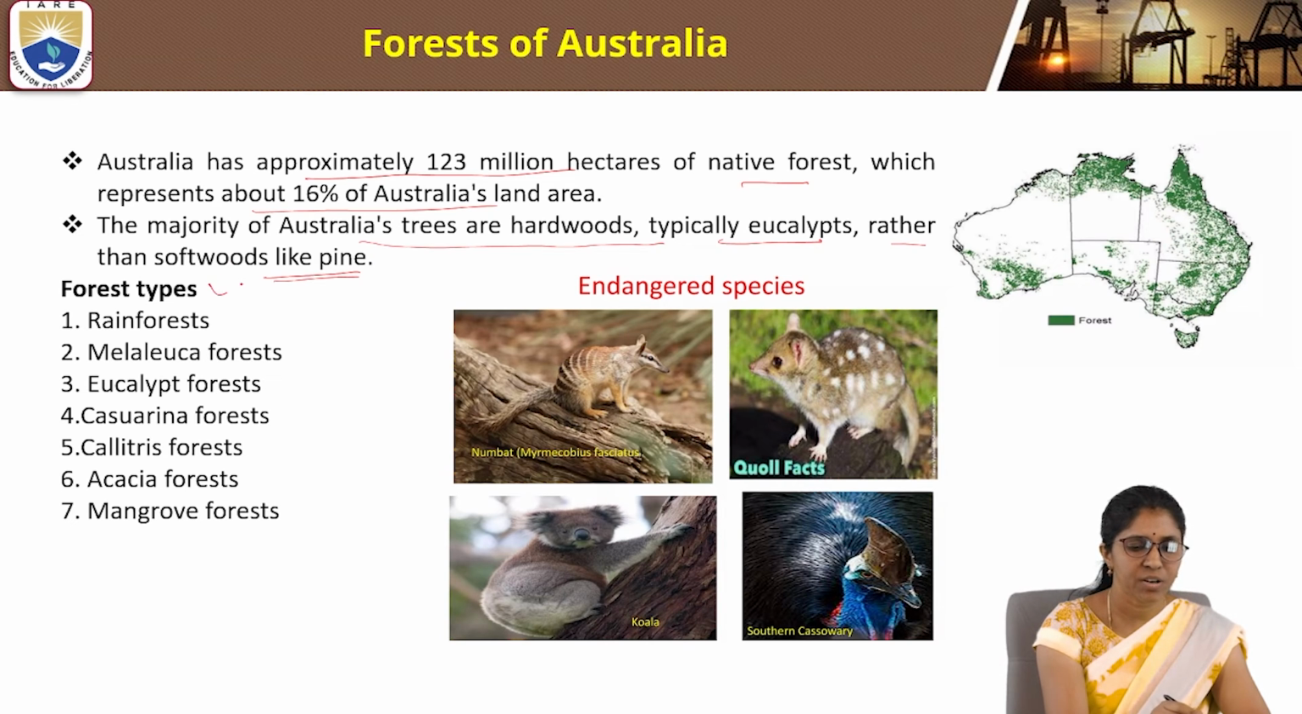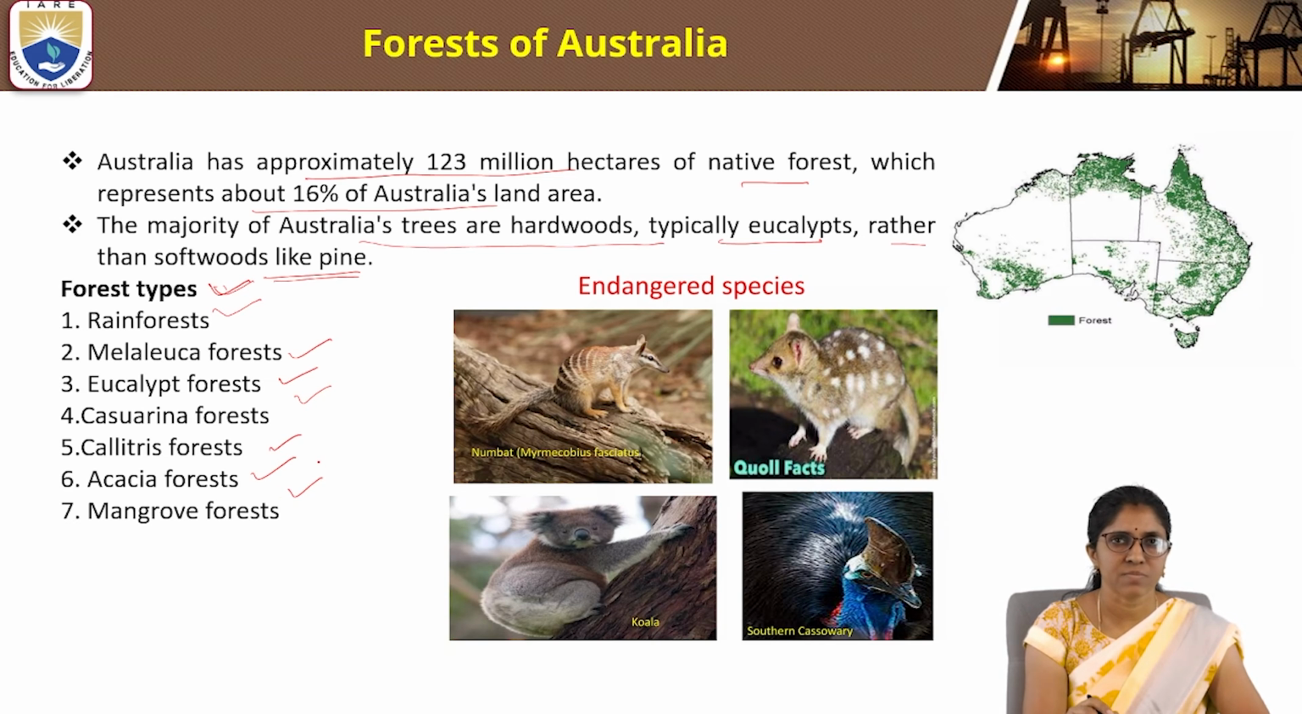There are different types of forest in Australia: rainforest, Melaleuca forest, eucalyptus forest, casuarina forest, callitris forest, acacia forest, and mangrove forest. The endangered species in the forests of Australia include the numbat, the southern cassowary, and the koala.